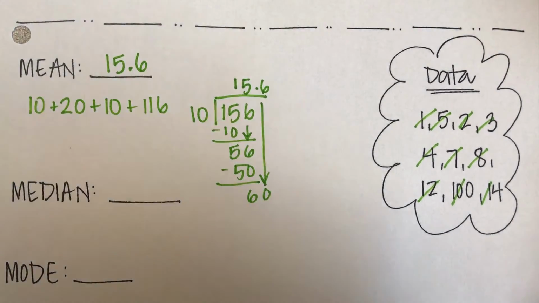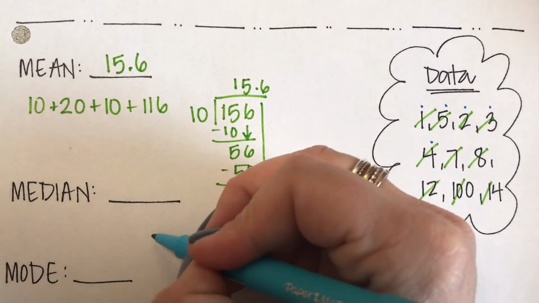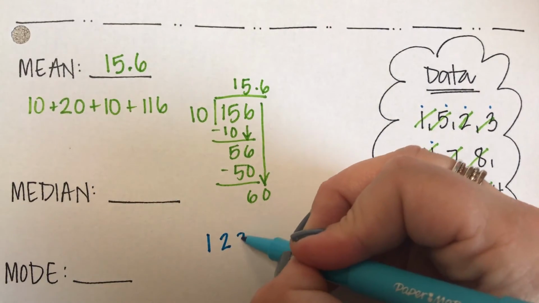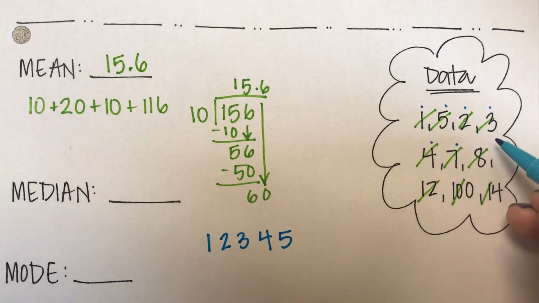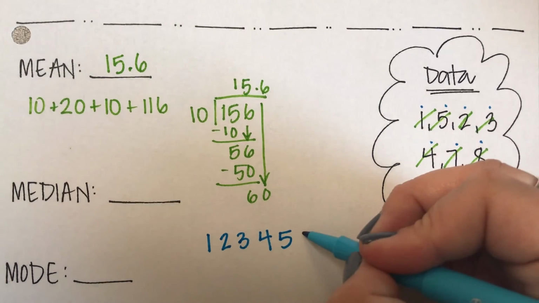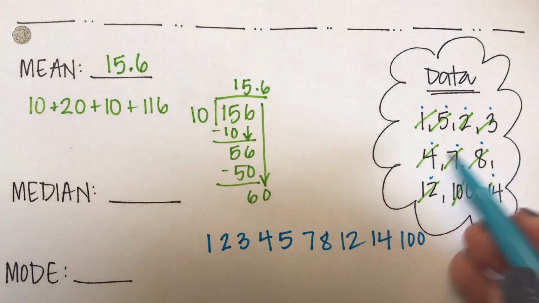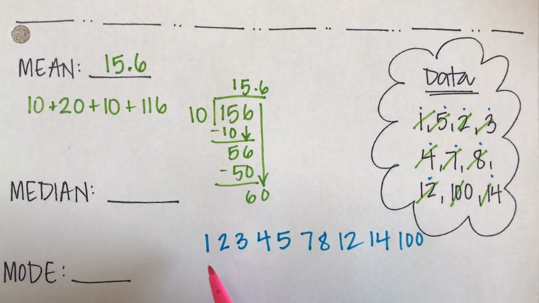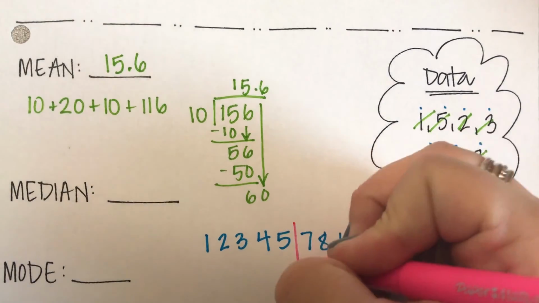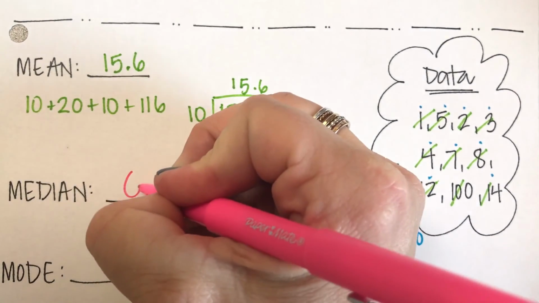So I'm going to put my numbers in order. I have 1, 2, 3, 4, 5. And then I have 7, 8, 12, 14. And then 100. And I should have 10 numbers. So when I split that in half, 1, 2, 3, 4, 5. 1, 2, 3, 4, 5. So what number comes right in between 5 and 7? 6.